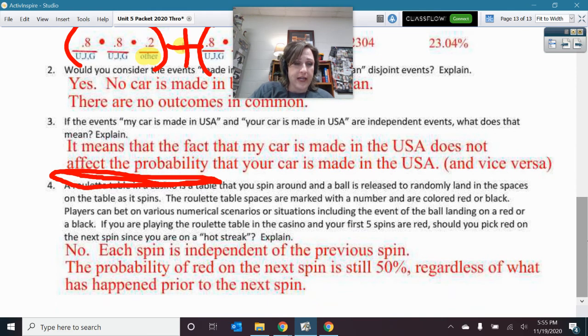Okay? All right. And now the roulette table, those are half black, half red. So they describe what's going on here. If you're playing the roulette table and you spin it around, and on your first 5 spins the ball will scoot around there and land on red, should you pick red on the next spin since you are on a hot streak? And that is no. Each spin is independent of the other spins. The probability that the red is on the next spin is still 50%, regardless of what has happened all the times before. Independent. So I don't have different probabilities because I've had such good luck coming up to this point. All right, that is the end of your packet, and I hope you are now ready for your quiz.